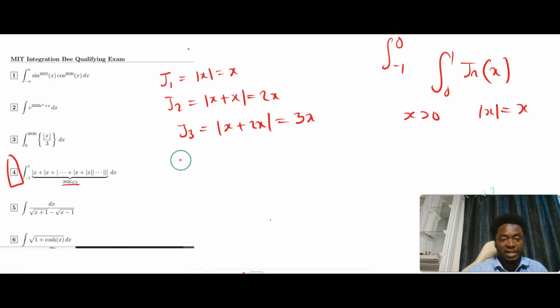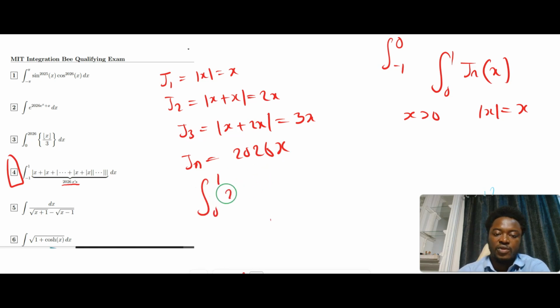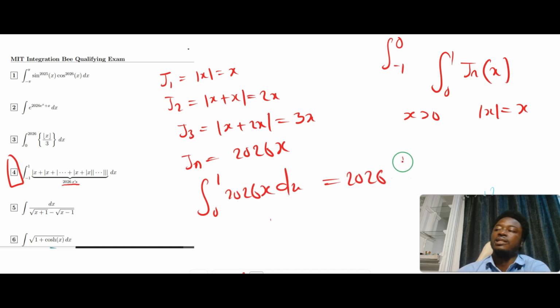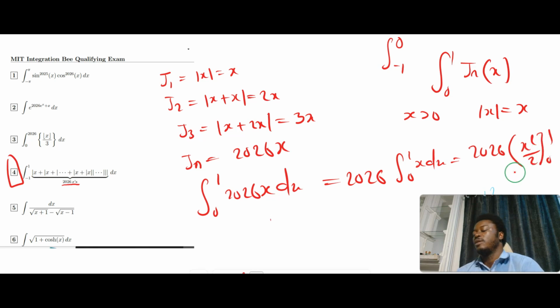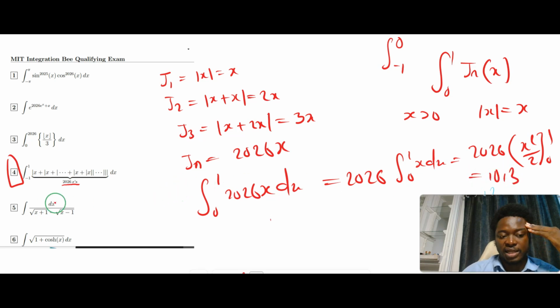So essentially here, j sub n will just be 2026x. So we are looking at the integral from 0 to 1 of 2026x dx, which is 2026 times the integral from 0 to 1 of x dx, which is 2026 times x squared over 2 from 0 to 1, which is 1013. So that is that, and that one is settled.